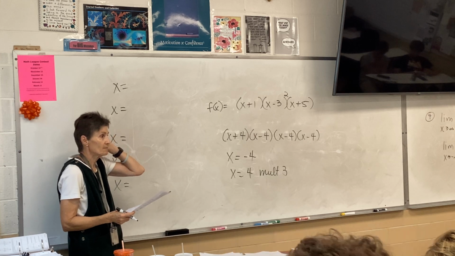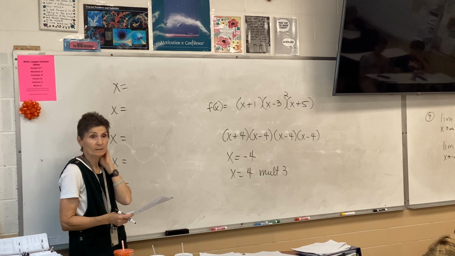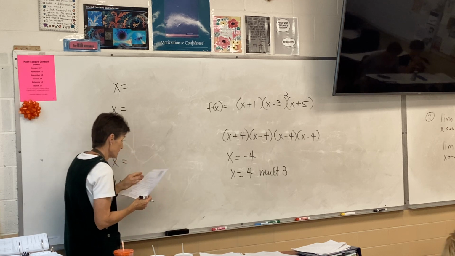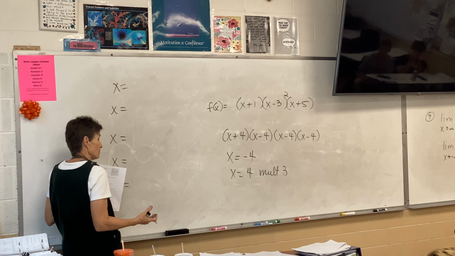Potentially, I'm gonna have 5 zeros to this, right? How do I know? If I FOILed it all together, I would have x to the fifth. So potentially, there's gonna be 5 zeros. Well, there's gonna be 5 zeros, but some of them might be repeated.